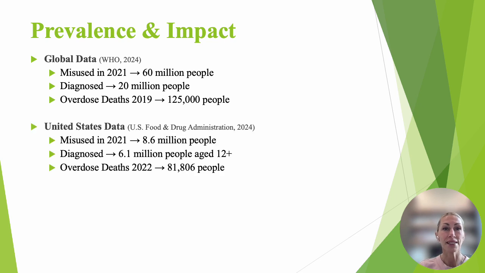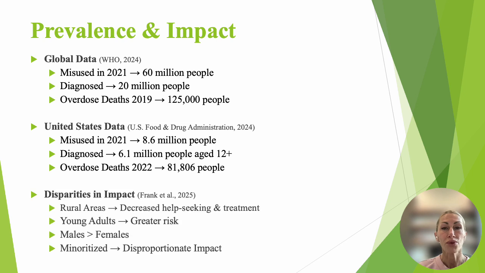Similarly, in the United States, the data from the U.S. Drug and Food Administration reveals that in 2021, 8.6 million Americans misused opioids. Among them, 6.1 million individuals aged 12 and older met the criteria for opioid use disorder. In 2022, the National Institute on Drug Abuse reported that opioid-involved overdose deaths rose from 49,860 in 2019 to 81,806 in 2022.